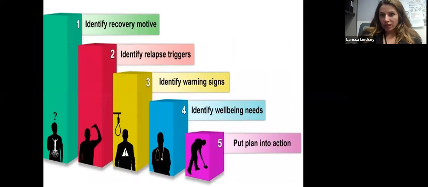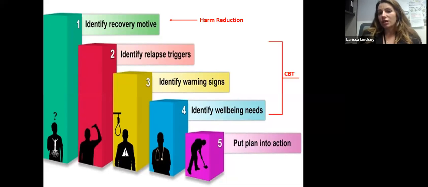Another way of thinking about it, on a stair step, is that for people in pre-contemplation or contemplation, harm reduction is going to be your best bet. We're really just trying to help people be as safe as possible, build rapport, and make sure that they feel there's a trusting relationship here. You're not judging them for whatever their use is. Things are not contingent upon that use behavior, but you just want them to use safely.